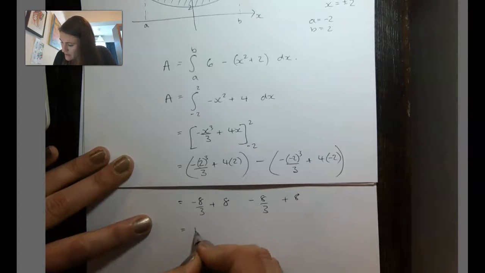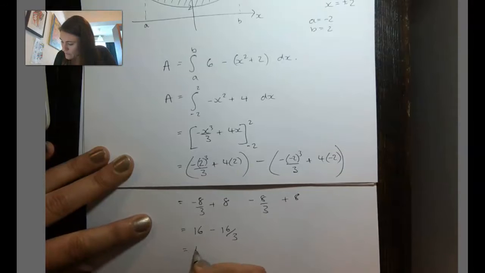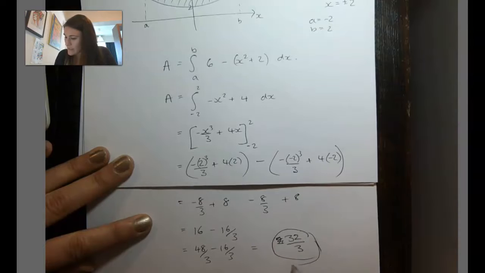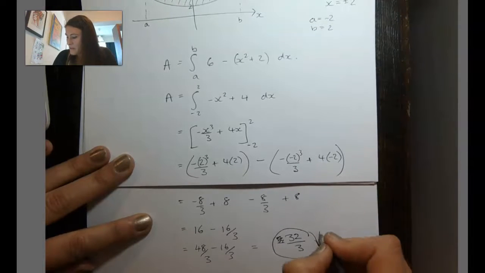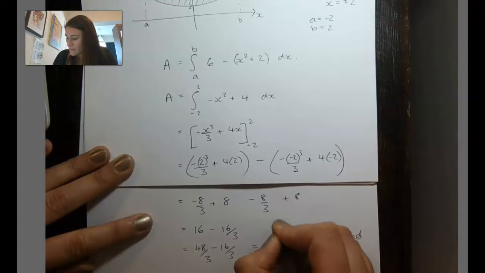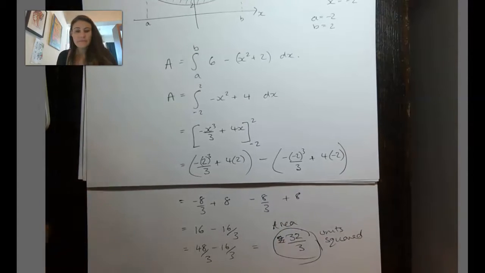So this is 16 minus 16/3, or 48 minus 16/3, which is 32/3. So that is the area. And I put something like units squared because it's an area. Okay, that's it.